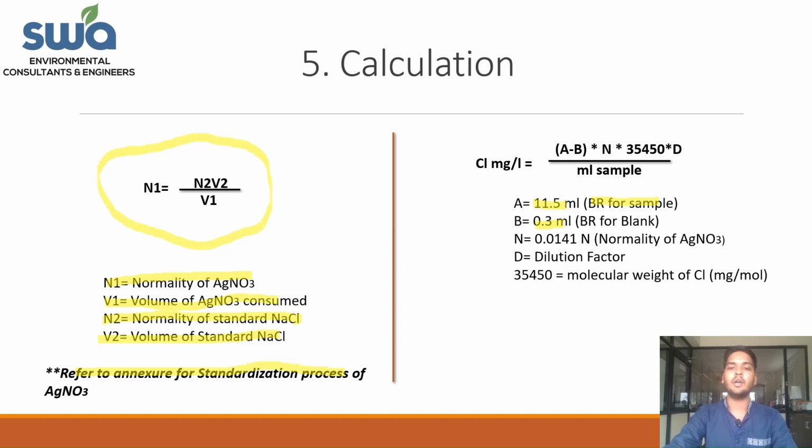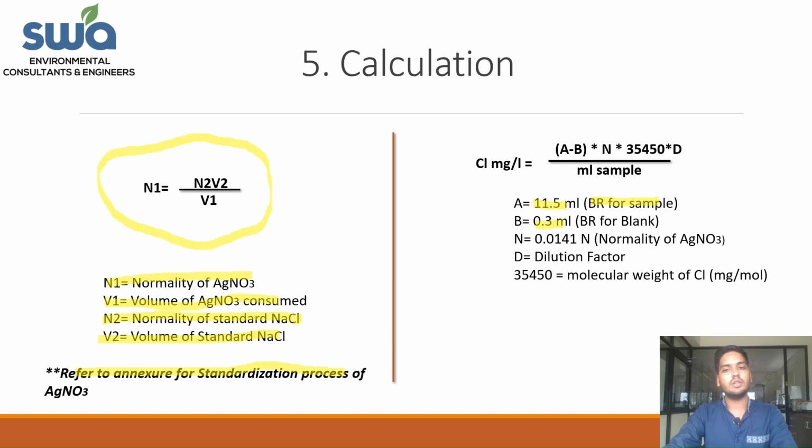So what is the need of taking the burette reading of the blank? The blank is basically distilled water. Distilled water is used in everything, like preparing reagent, diluting the sample and many more things. So if the distilled water contains chloride, we have to subtract that chloride content, so we can have the accurate reading of the sample.